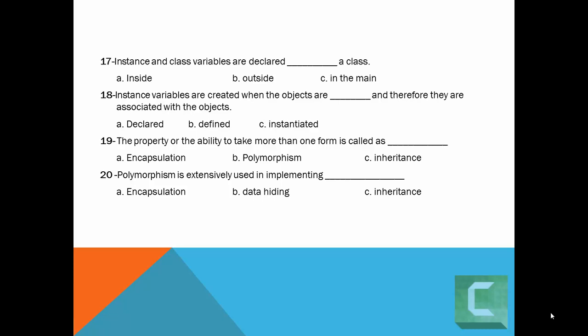Instance and class variables are declared inside class, outside class, or in the main method? So all the instance and class variables are declared inside a class, not outside, not in the main method. I will tell you in later courses what is the scope of whatever class variables we define. We can define in the method also, we can define in the class outside of method, but anyhow it is inside a class.